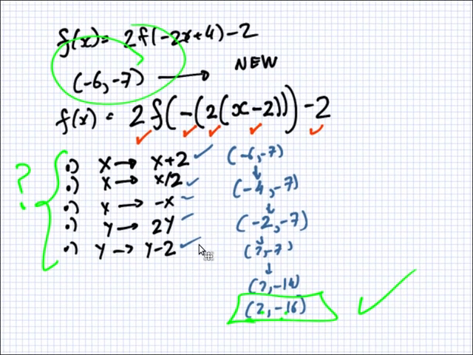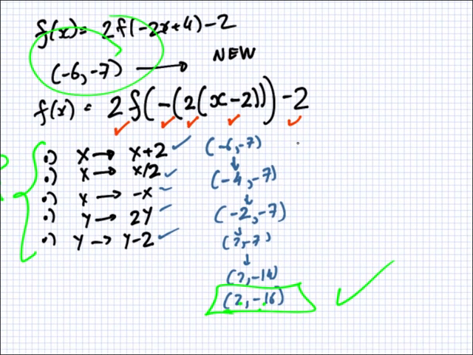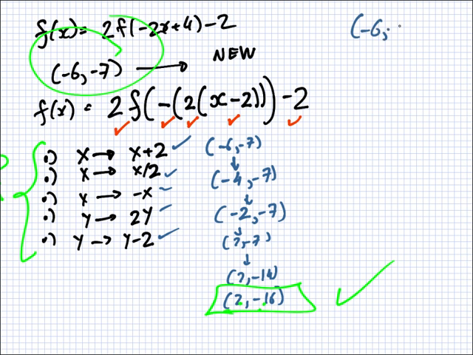Oh, what happened? We made a mistake? We must have. Let's check again. Minus 6 minus 7. Okay, firstly, that becomes minus 4 minus 7. Yes? That's right? Now, the 2 compresses it, so that becomes minus 2 minus 7.